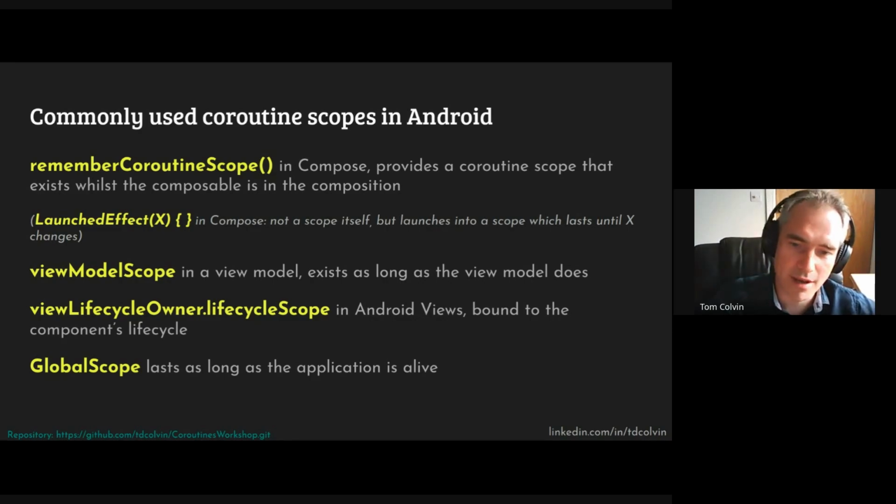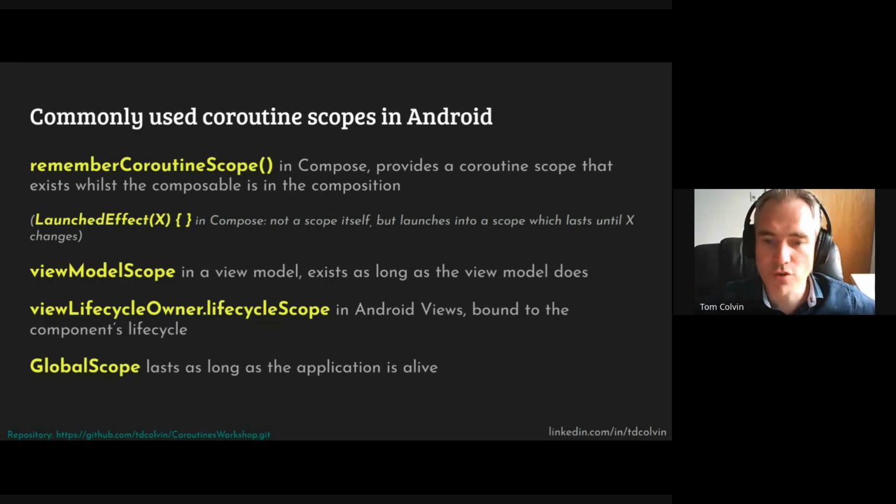LaunchedEffect, we mentioned that one a little bit earlier. It's not a scope itself, but it launches a coroutine into a scope which lasts as long as the variable that you pass it, that x, stays the same. So it's tied to what are usually the parameters of the composable. When one of those parameters changes, the LaunchedEffect gets cancelled and restarted, and that coroutine lasts again for as long as the new value of that x variable remains in place.